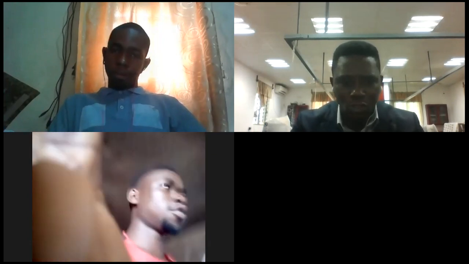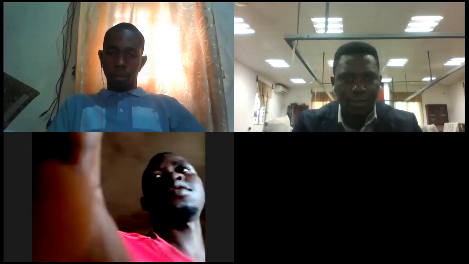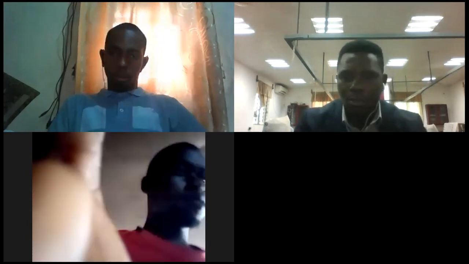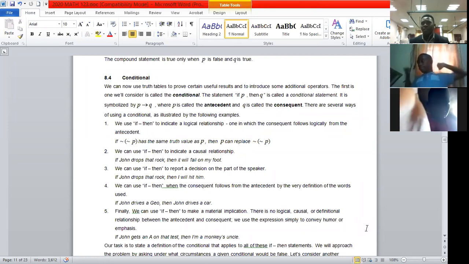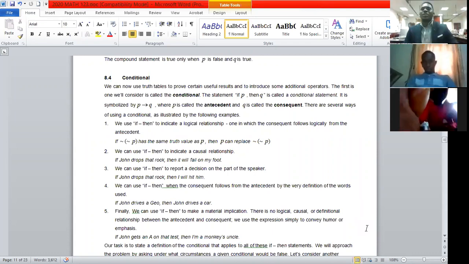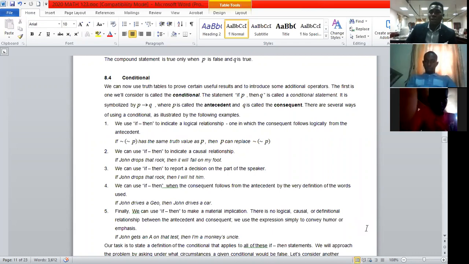We want to continue with the conditional. The conditional is quite useful. So I said we have learned three symbols in the connectives, which are the disjunction, the conjunction, and the negation. The disjunction is the or, the conjunction is the and, and negation is the not.